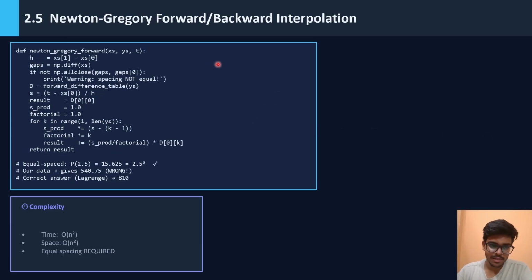Newton-Gregory forward-backward interpolation. In this method, interpolation is done using forward differences. In the code, spacing h is calculated first and checked for equality. Then the forward difference table is generated. The parameter s is calculated using t minus x0 divided by h. A loop then computes factorial terms and successive products to evaluate the interpolation polynomial. The time complexity is O(n) square and the space complexity is also O(n) square. This method works only for equally spaced data points.